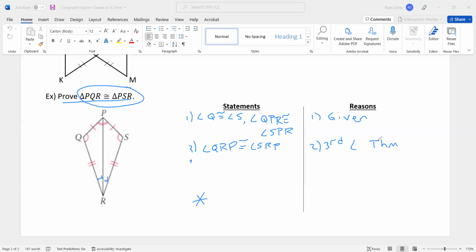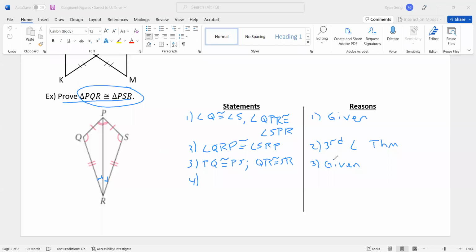Okay. Next, I'm going to say PQ is congruent to PS. I'm also going to say that QR is congruent to SR. That's all given. But I have the same situation here that I had in the previous problem. I need that third side, and there's no third side theorem. So what am I going to do? Well, actually, on this one, I can do something.